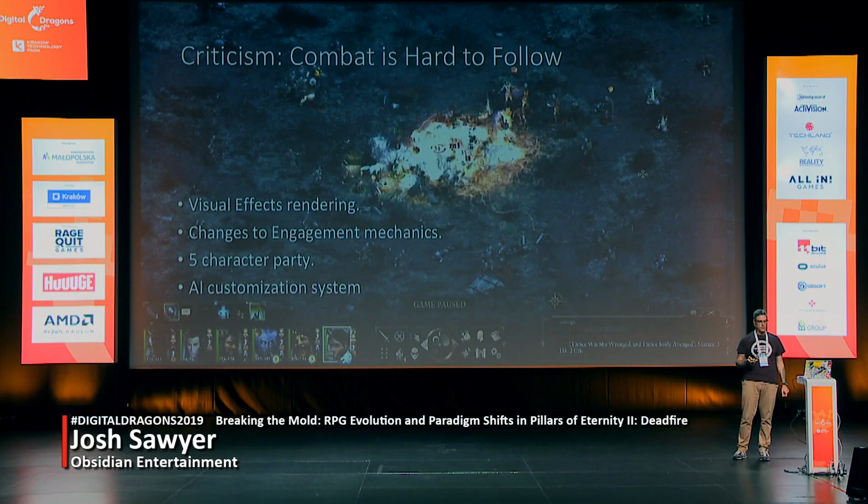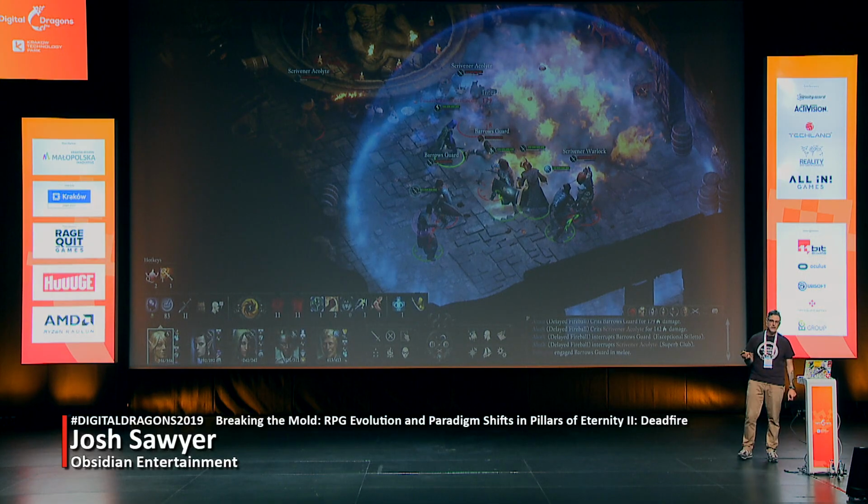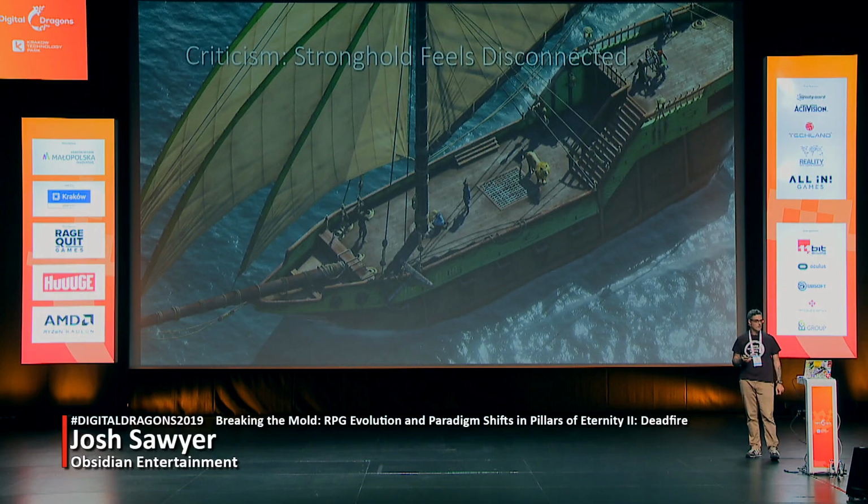This is just a contrast right here. This is a typical battle. Actually, that's not a typical battle. That's a big battle from Pillars. And here is a battle from Deadfire. The visual effects rendering changes made a big difference. There's a lot of visual clutter that's gone from engagement and things like that. It did help a lot.